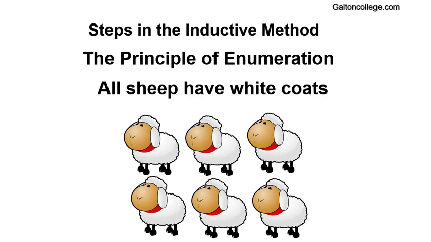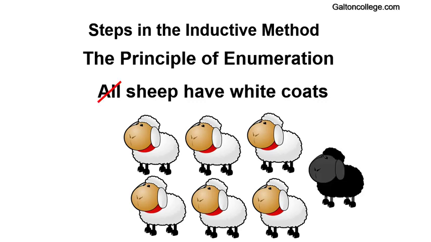I've only seen 6. In my life, I've only seen 6 sheep. There they are, and they've all got white coats. Now, by the principle of enumeration, by the principle of counting up, I say all sheep have white coats. That seems reasonable. Except this sheep appears. This sheep does not have a white coat. Now I can't say all sheep have white coats.